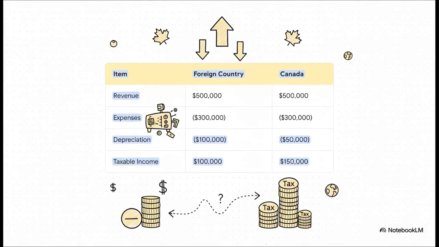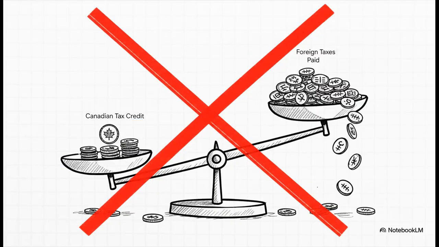The revenue was the same, the other expenses are the same, but because the foreign jurisdiction allows a $100,000 depreciation claim, while Canada's CCA is only $50,000, you have two completely different taxable income figures from the exact same business operation. It's $100,000 for foreign tax purposes, but a full $150,000 for Canadian tax purposes. And the consequence of this mismatch? You can end up paying foreign tax on a slice of income that, from Canada's perspective, doesn't even exist yet.